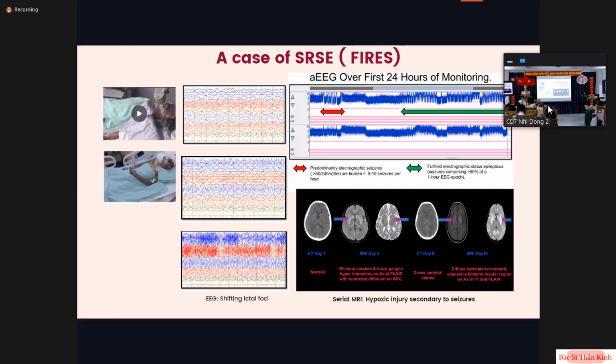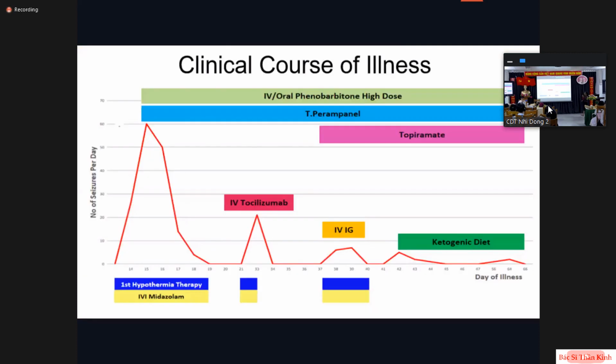And this is an amplitude-integrated EEG monitoring. Essentially, you're looking at clustering, with more than 60 electrographic seizures in 24 hours. Serial imaging, including CT and MR, showed she had a severe hypoxic ischemic injury. In this case, we managed her with a multimodal approach.